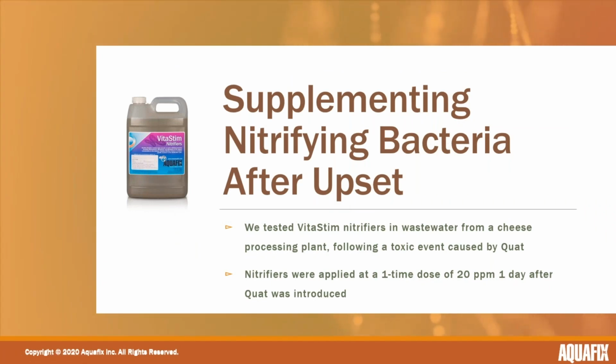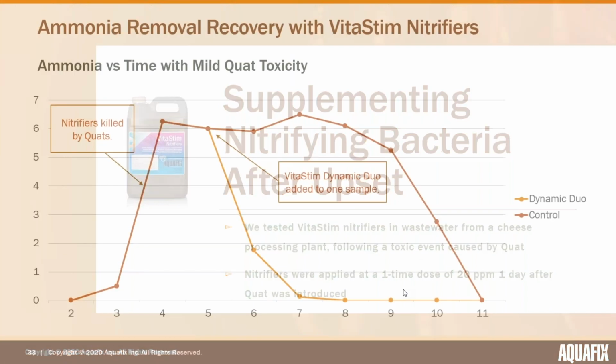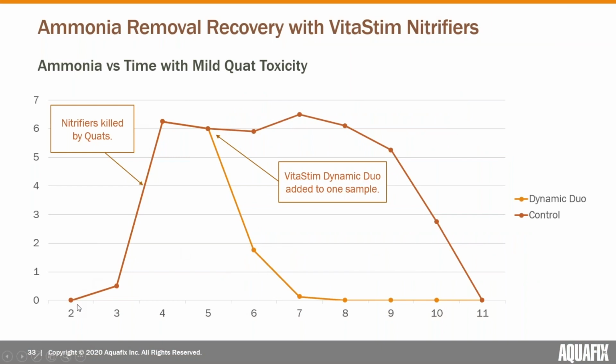We supplemented nitrifying bacteria upset, okay? So then we started to look at nitrifying. How does toxicity affect nitrification and how do we recover? Okay, in this case, we did a one-time dose of 20 ppm. Here's a sample. Quats were added. The ammonia went just above 6. We waited a day, added our nitrifiers. We call them VitaStim nitrifiers or VitaStim Dynamic Duo, which refers to the two products we use. And then immediately you can see how the ammonia recovers. And without it, it took longer. Again, this is in a laboratory setting.